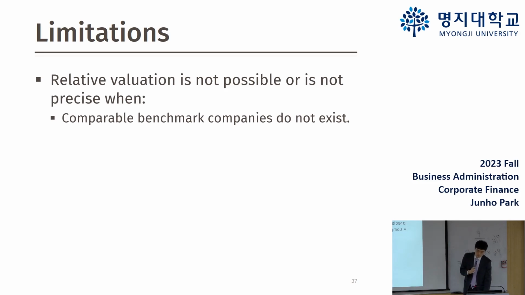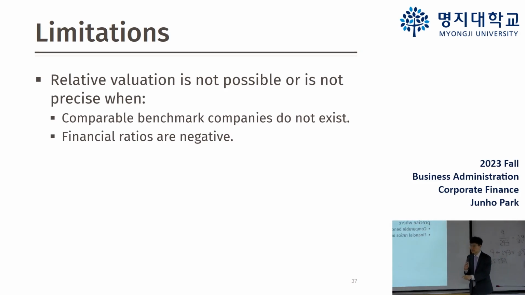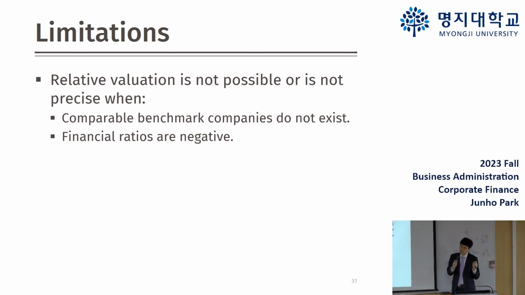Second, sometimes the financial ratios are negative, which means as a result of your calculation, you will get a negative stock price. But in reality, because a negative stock price is not possible, it means your logic is not clear in this case.